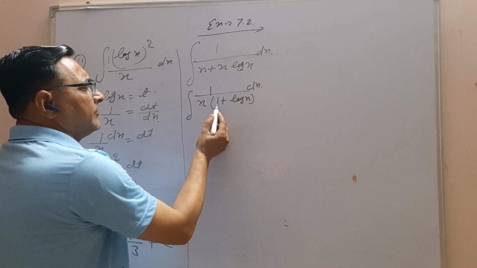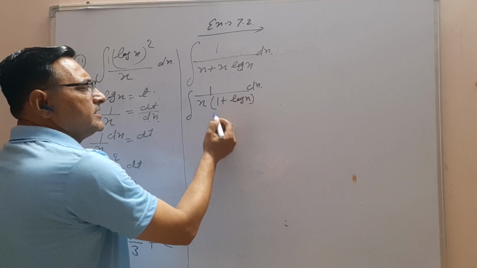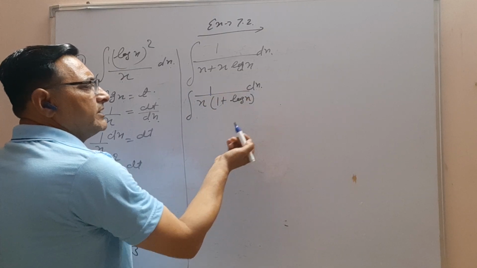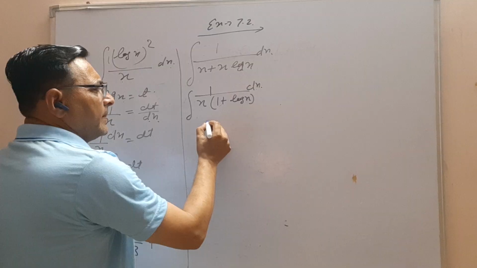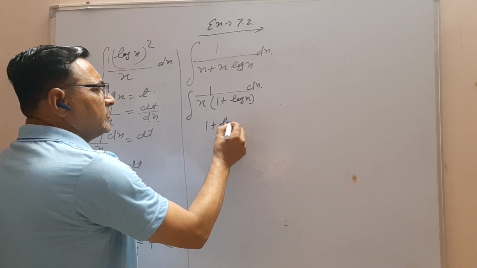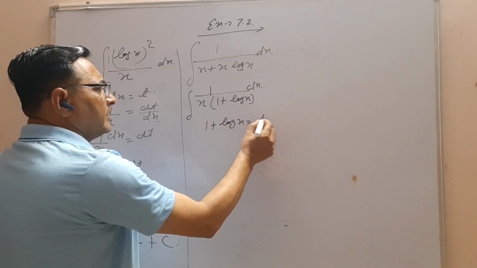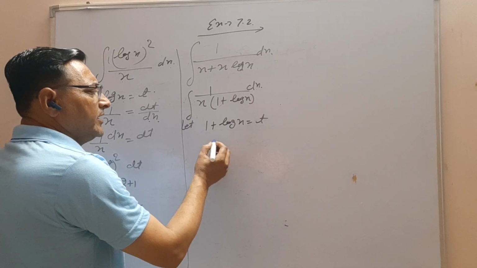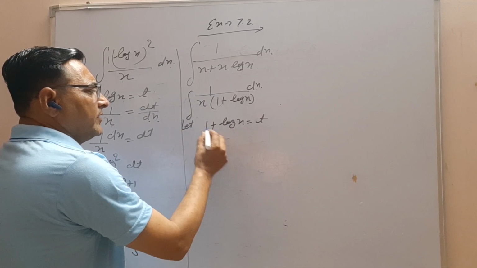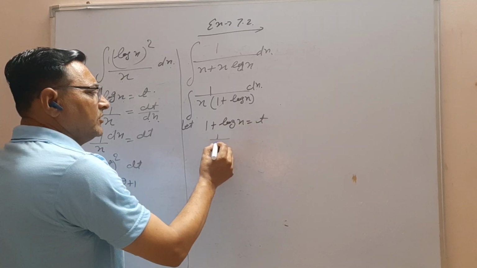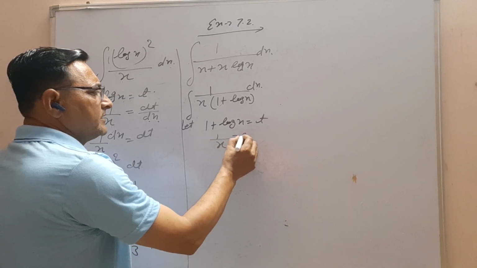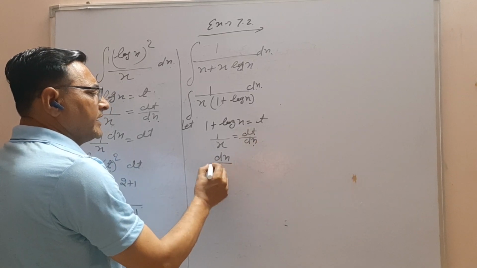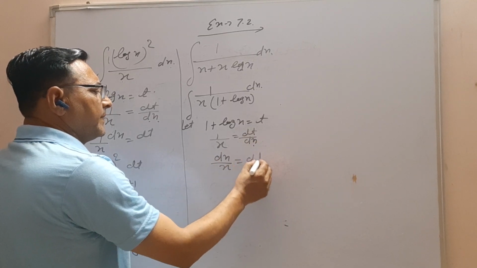Again, the derivative of 1 is 0 and the derivative of log x is 1 by x. That 1 by x dx will be dt. So you can put 1 plus log x is equal to t. Let 1 plus log x equal t. Again differentiate both sides. The derivative of 1 is 0, and the derivative of log x is 1 by x, so dt by dx. Again cross multiply, dx by x is equal to dt.